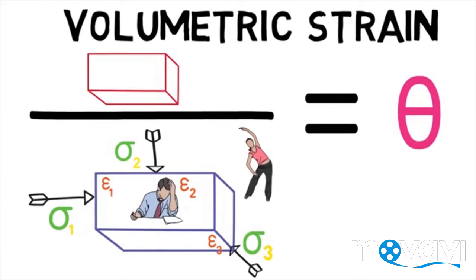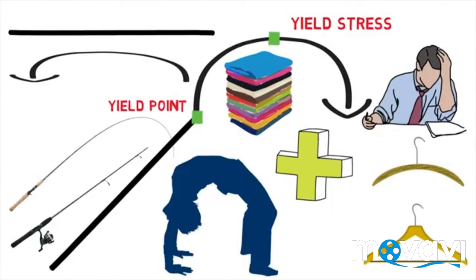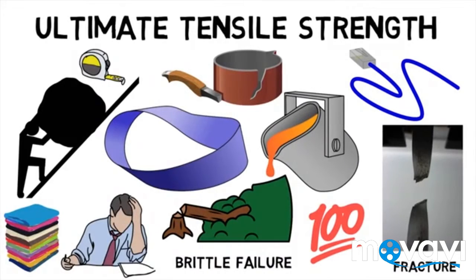Hence, we first saw what volumetric strain is and then saw what yield stress is and finally found out what ultimate stress is.